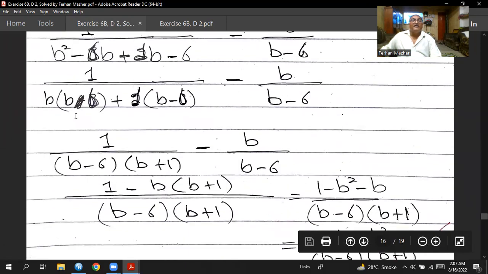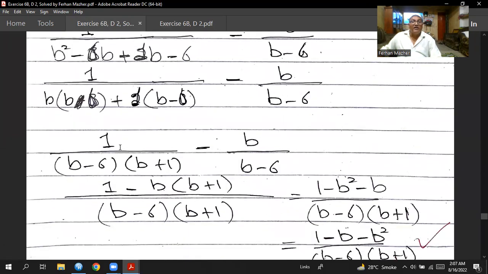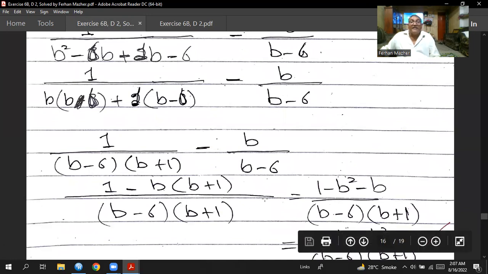And now you can see this b minus 6 is common. So from here you will have b, from here you have plus 1, and minus b divided by b minus 6. So I can take the LCM. In the LCM, both of these will come. So here you will have 1, and when you divide this LCM with this b minus 6, b minus 6 cancelled. So this b plus 1 will multiply with this b.